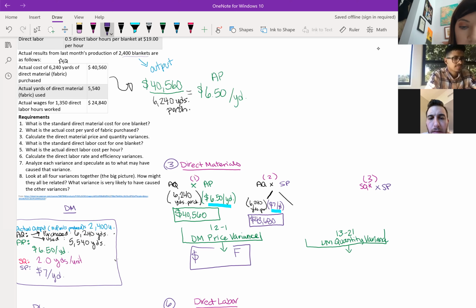$3,120. Correct, favorable. So that direct materials price variance is really holding the AQ standard, right? AQ, and you're subtracting your SP minus your AP, or vice versa.